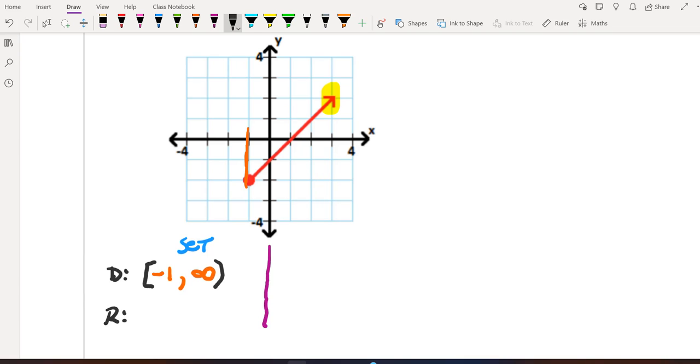Now let's talk about the range. For the range, we're working vertically. The left number is the lowest spot on the graph. What's the lowest number on this graph for y? The highest value on the graph is the second number here. Where does it go to? Infinite again. This line goes on forever up. It just keeps on going, so it's infinite.